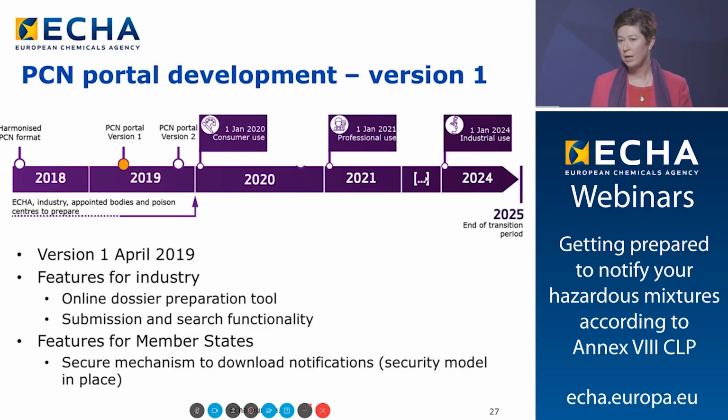So to give you an update on the timelines and expected features for the PCN portal development, we have version 1 expected for April 2019 of next year. The main features for industry are the online dossier preparation tool and the submission and search functionality. The main features for member states will include a secure mechanism to download notifications.